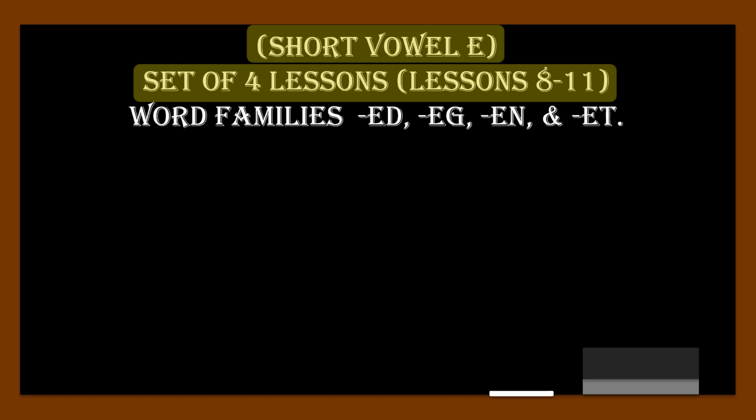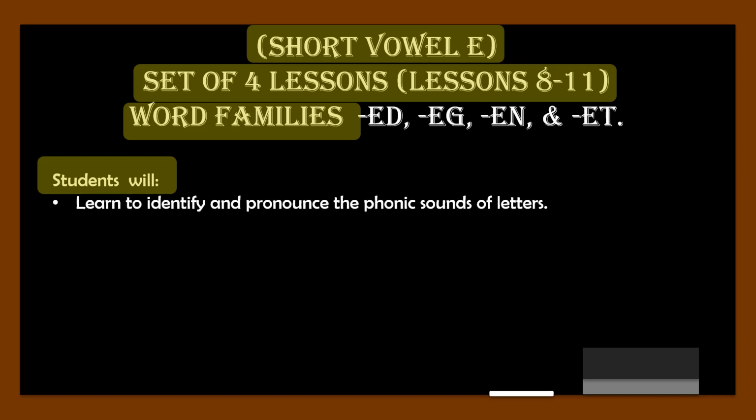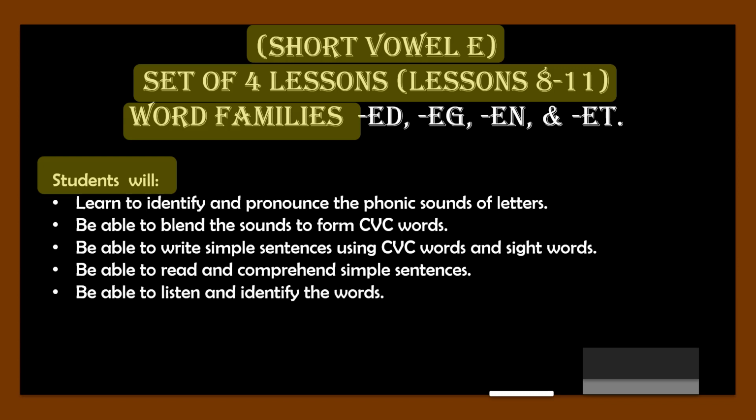Short vowel E. This video consists of 4 lessons. We will be studying the word families ed, egg, en, and et. In these lessons, students will learn to identify and pronounce the phonic sounds of letters, be able to blend the sounds to form CVC words, be able to write simple sentences using CVC words and sight words, be able to read and comprehend simple sentences, be able to listen and identify the words, and finally, be able to recognize and say the sight words.